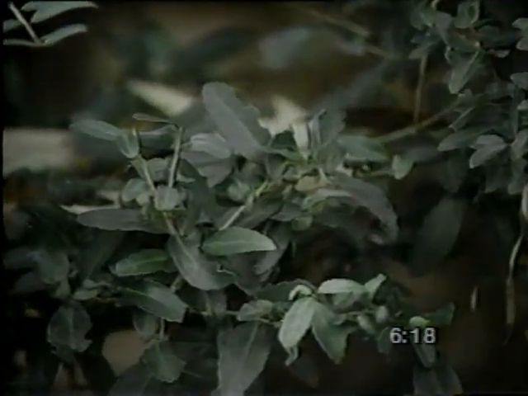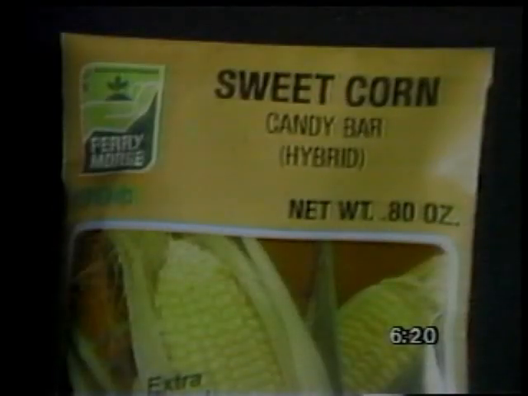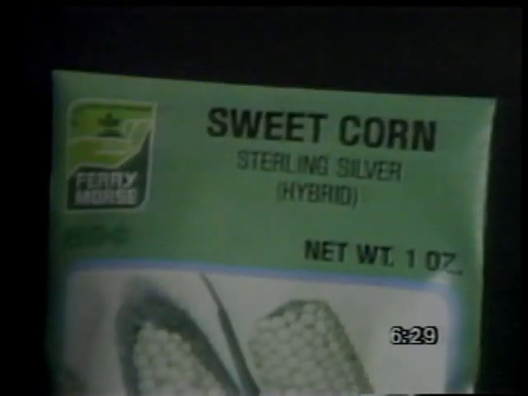What's a hybrid plant? A hybrid plant is a crossbreed of a plant. That means that it is the result of the union of the male of one species with the female of another. A good example of this is corn.